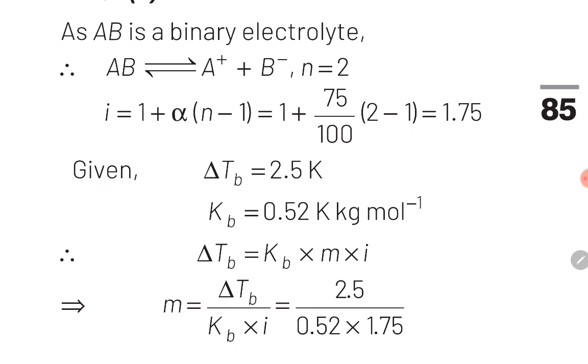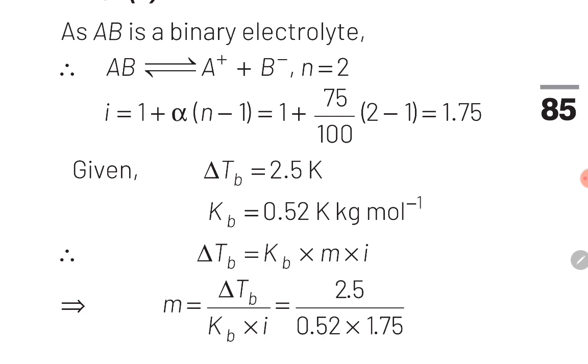Guys, this value of X is given in the question as 0.75. So number of moles of AB at equilibrium will become 1 minus 0.75, which is equal to 0.25. And guys, number of moles of A plus and B minus will be 0.75 each. So guys, total number of moles at equilibrium will be equal to 0.25 plus 0.75 plus 0.75, and this comes out as 1.75. Therefore guys, the value of Van 't Hoff factor i is equal to 1.75.